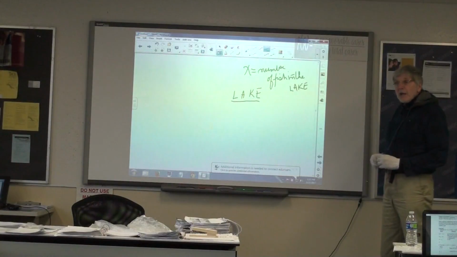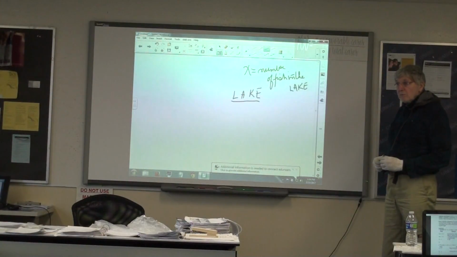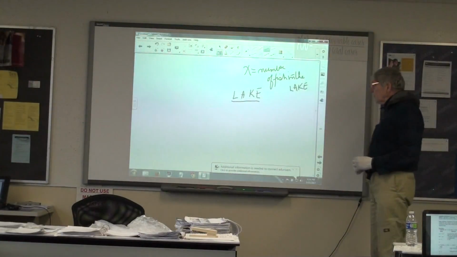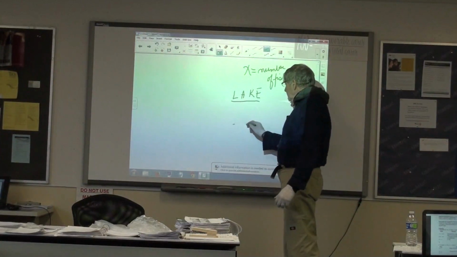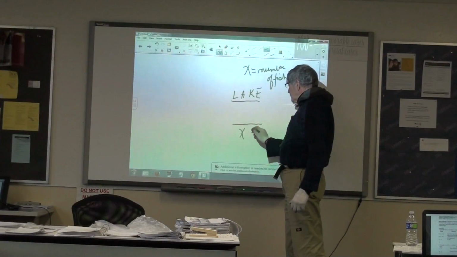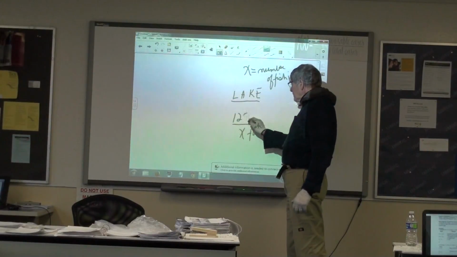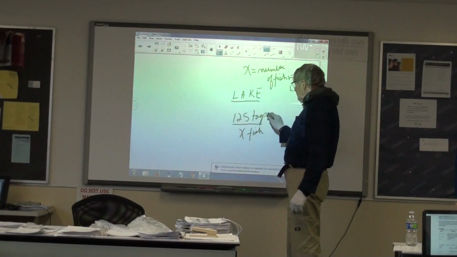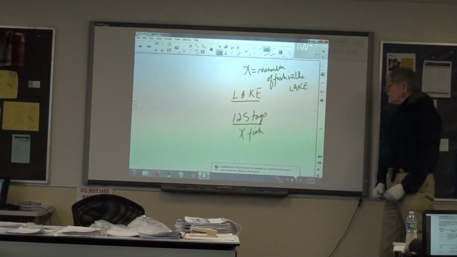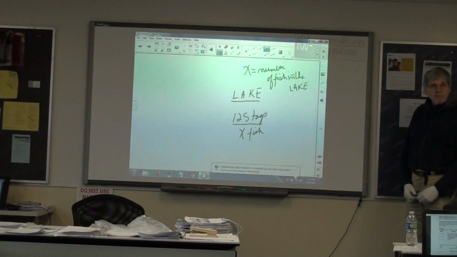And he gives everyone a tag. He tags them all, and he releases them back into the lake. So now in the lake, we have X fish and how many tags? So the ratio of tags to fish in the lake is 125 to X, agreed?